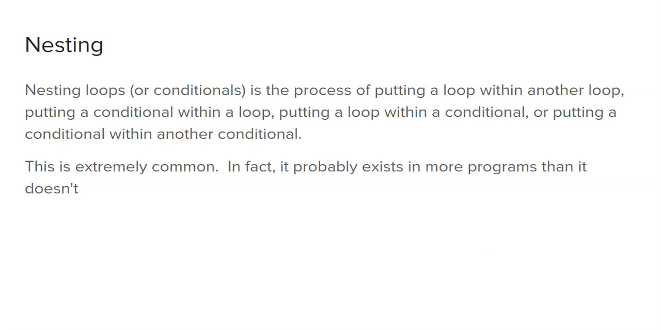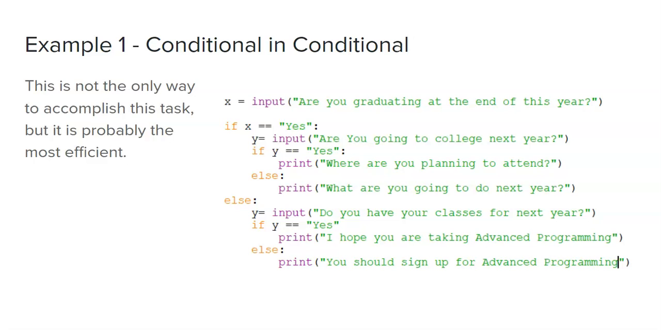Nesting loops or nesting conditionals is where we put a loop within a loop, or a conditional within a loop, or a loop within a conditional, or a conditional within a conditional. And this is extremely common. You'll probably find more programs that use this than don't once you start programming more complicated stuff. Often there is a different way to accomplish it, but this is usually the most efficient way to accomplish it.